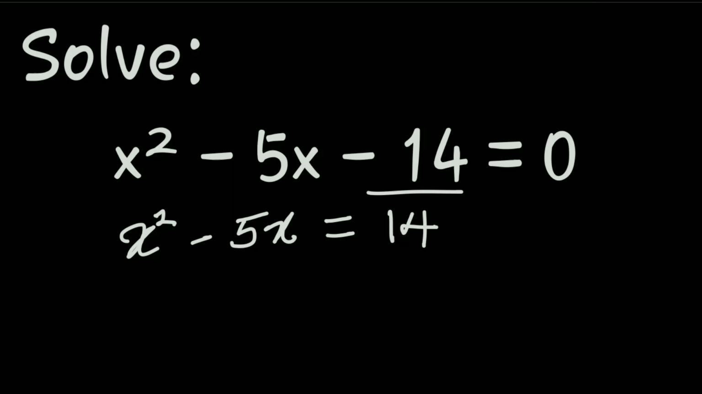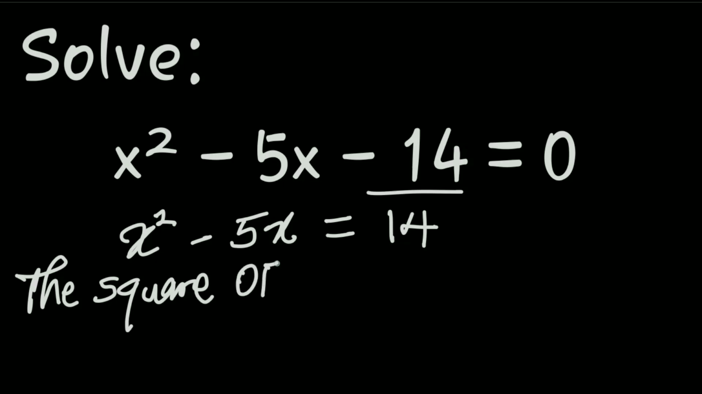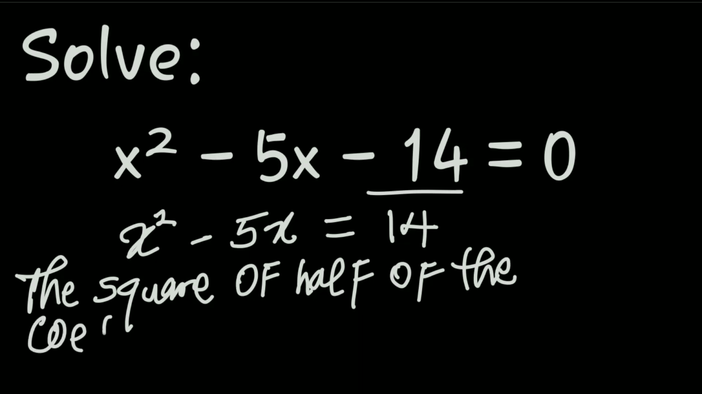The next step is, what must be done to the left-hand side to make it a perfect square? We would add something. And what we are adding is the square of half of the coefficient of the linear term.